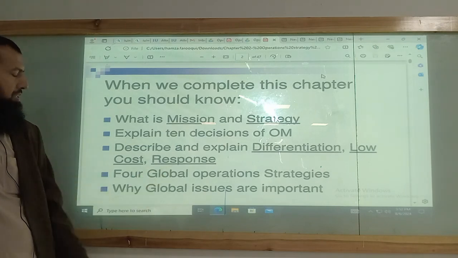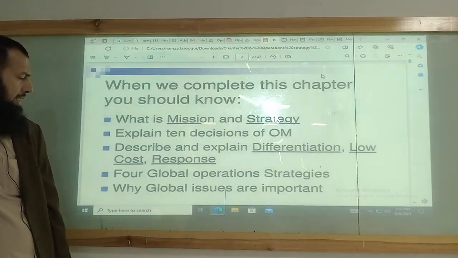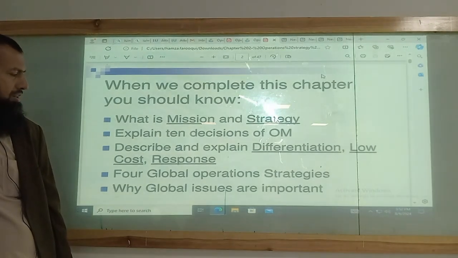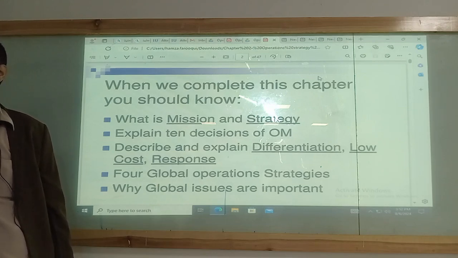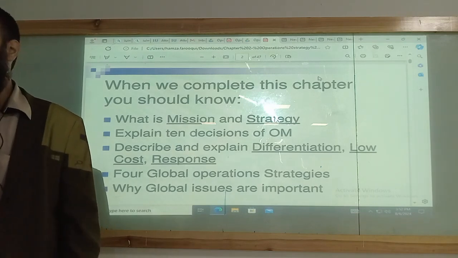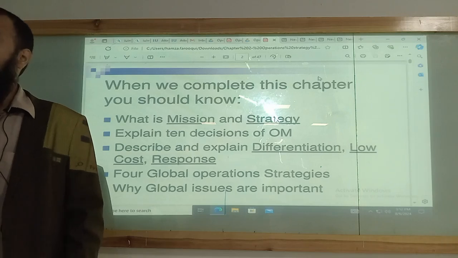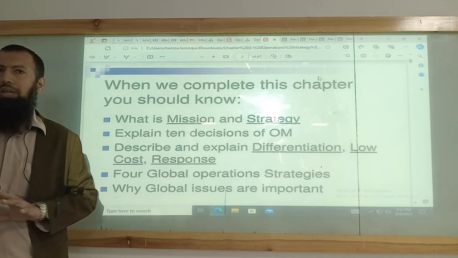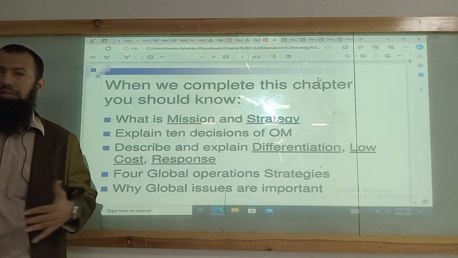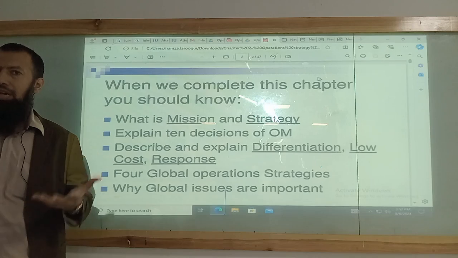4 global operation strategies we will be talking about, and why global issues are important. When we talk about the global, we talk about all the regions of the world. Okay? We cannot study anything right now. We cannot study anything in isolation. We need to learn how any company can grow in the global environment. You see, no company can sustain its business in a single environment.